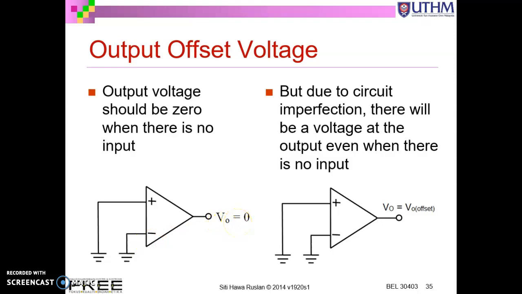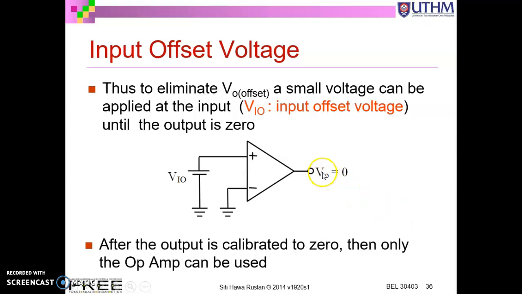But it can happen that when there is no input at your terminals, you have a certain value of VO, which is called VO offset, for example 1 millivolt or anything. This is due to the imperfection of your circuit. There is supposed to be no output when there is no input. This is the ideal condition, but if you have something, that value is called the VO offset.